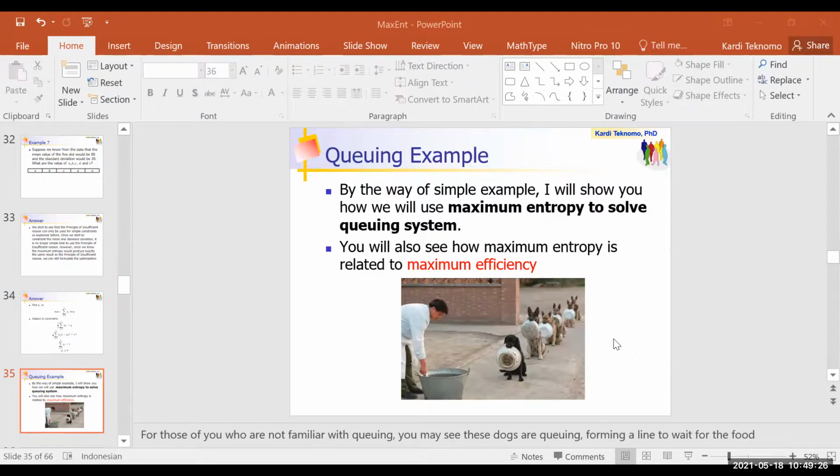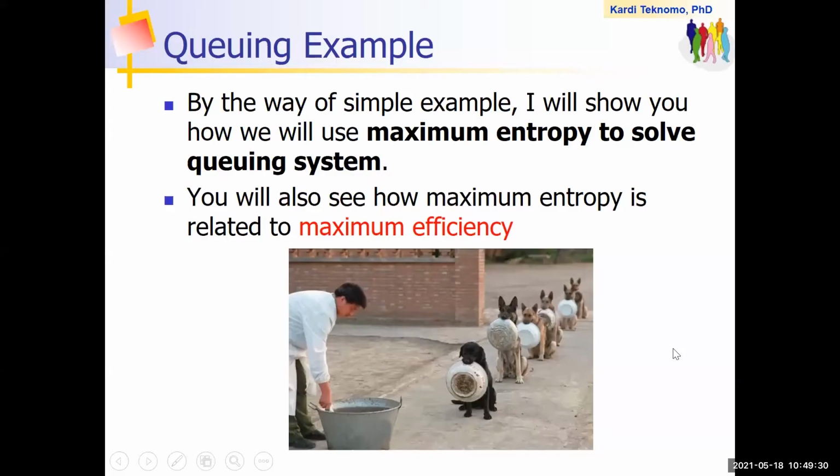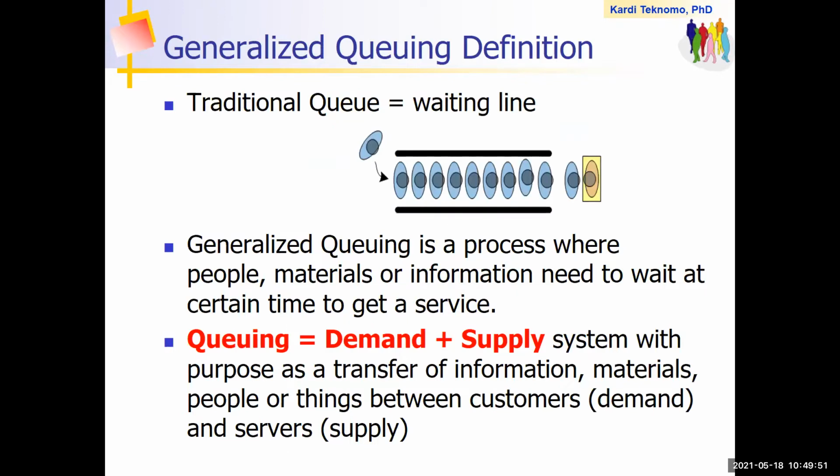I'll give you an example that we can combine maximum entropy and queuing theory, the one that we learned last time. And we can also see how the maximum entropy is actually related to maximum efficiency of the system.